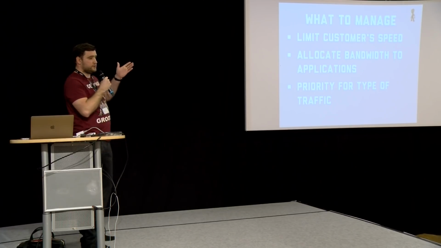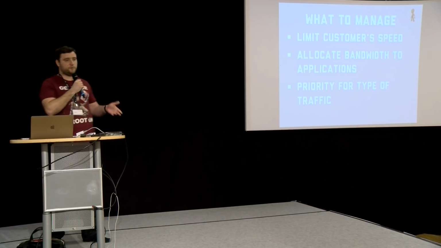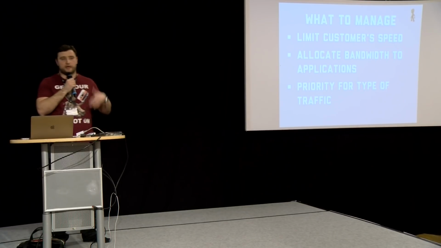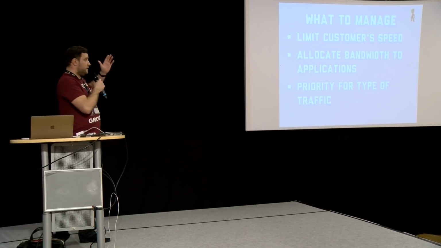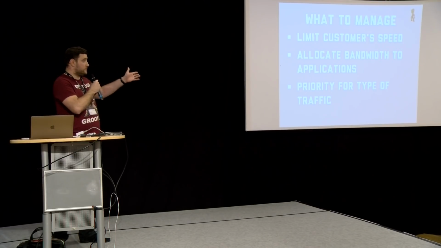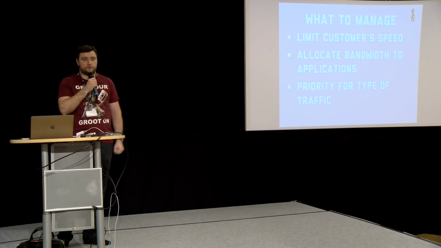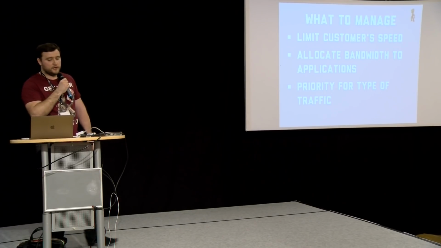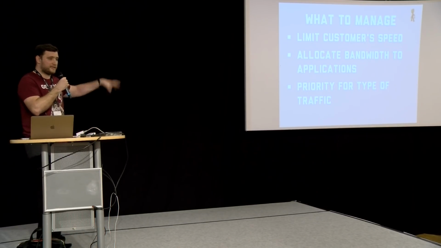The most used application of this is to limit customer speed. So I have 1,000 customers in my network, and I want to give them a certain speed, so this is my usage. Also, I want to allocate bandwidth to some applications inside my network, and I can configure my quality of service for that. And also I can set up high priority for some kind of traffic inside the network or on the customer device.